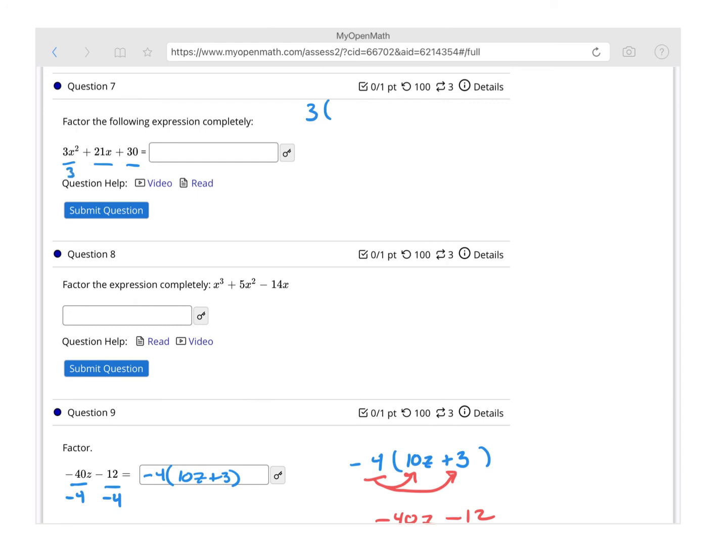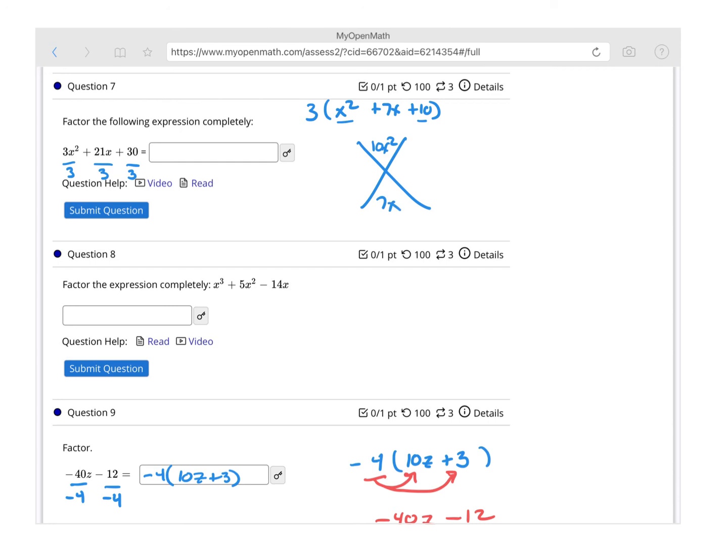Now, if I divide each of these things by 3, what I'll be left with in the parentheses is just x squared. Then we have plus 7x, and then we have plus 10. So now I'm going to do my diamond problem with that. So when I do that, I take 10 times x squared, which is going to give me 10x squared. Then I just have 7x on bottom.